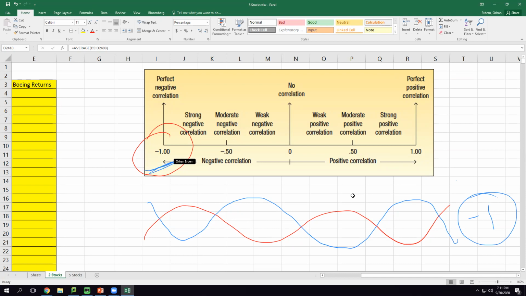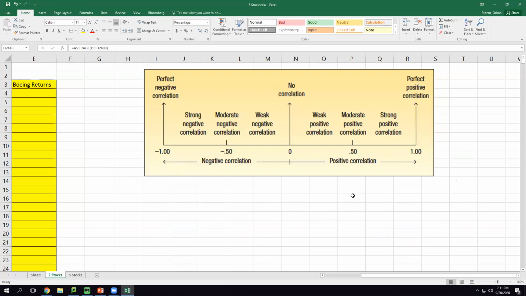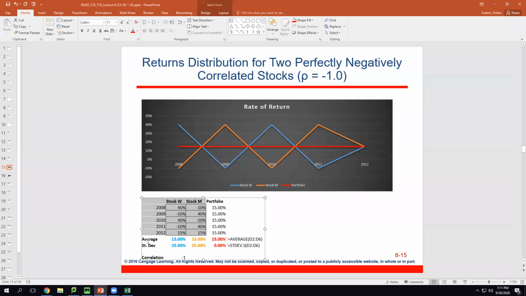So correlation is between -1 and +1. +1 is the highest correlation, -1 is the lowest correlation. In finance, we are looking for the lowest correlation possible. The lower the correlation, the better. Can you guess the logic, the intuition behind it? Because if they move in the opposite direction, they compensate each other's risk. So when this goes up, the other goes down, and you can keep this red line in between stable.